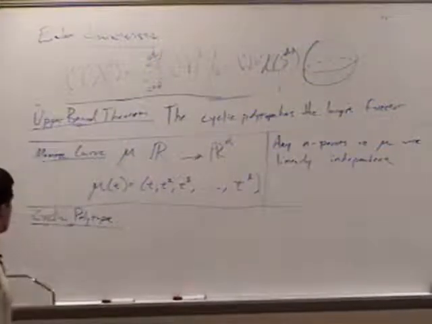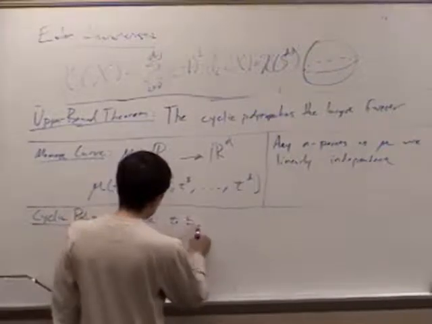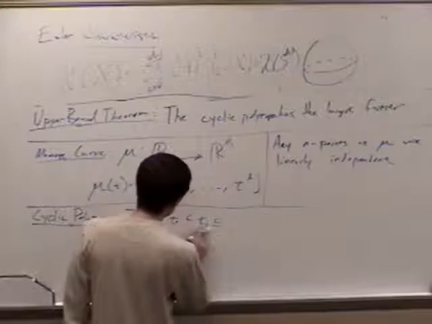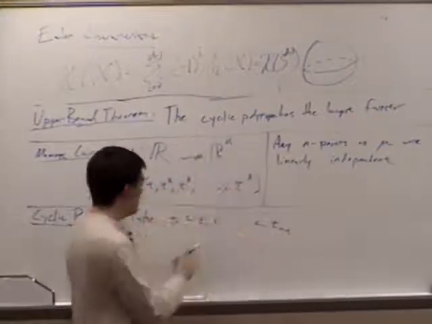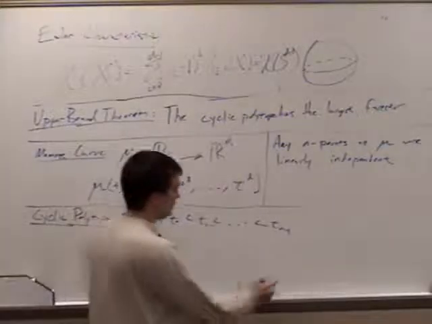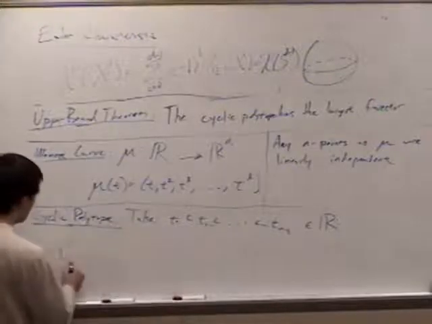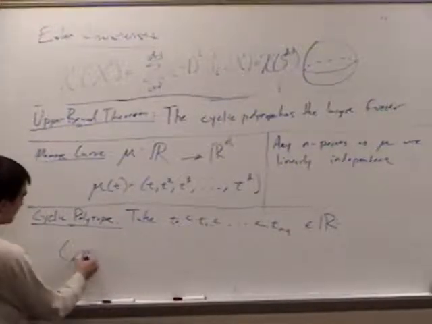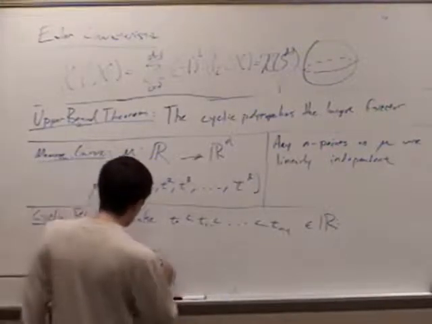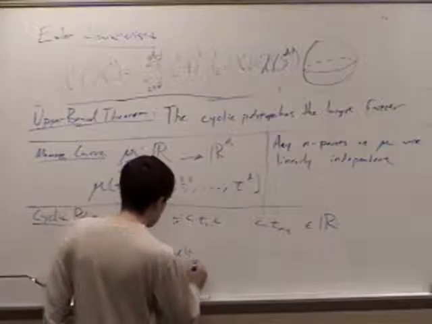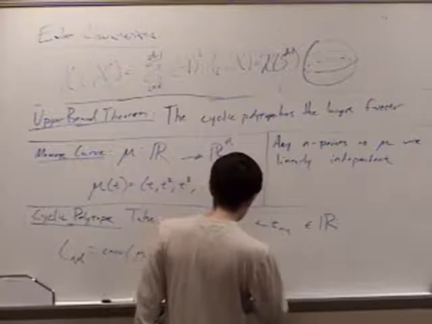So here's how this is defined. We'll say take t0 less than t1 less than, etc., all the way up to tn minus 1. So just n different points in R. And then we're going to define this polytope, C(n,d), to be equal to the convex hull of mu of t0, mu of t1, etc., all the way up to mu of tn minus 1.